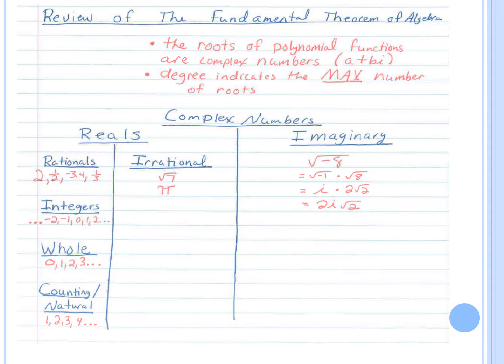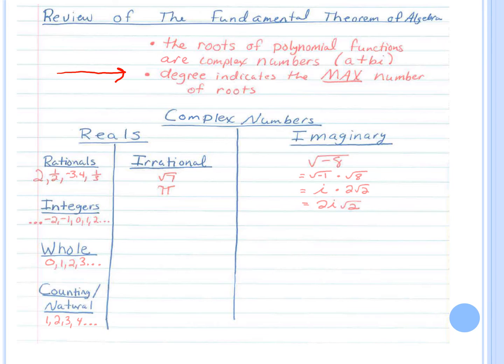It first of all tells us that the roots, like solutions, roots, zeros, x-intercepts, all that good stuff, of polynomial functions are complex numbers. That means that your SRZs can be real, they can be imaginary, or they can be a combination of real and imaginary. Now, the second bullet tells us something super important, and we'll need it, especially going through the rest of this unit.